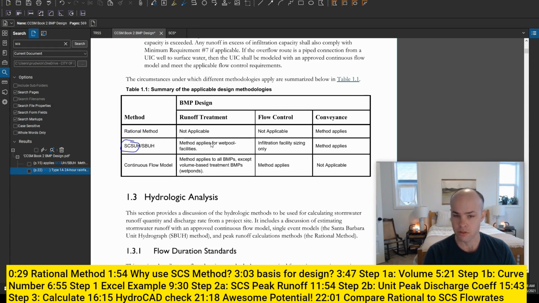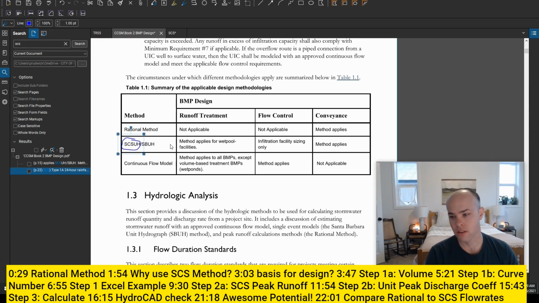It applies to runoff treatment, flow control, infiltration, and you can use it for conveyance. And then this other option is a specific requirement using the WWHM model that is really specifically for flow control, or you can use it for runoff treatment as well, and it doesn't work for conveyance.